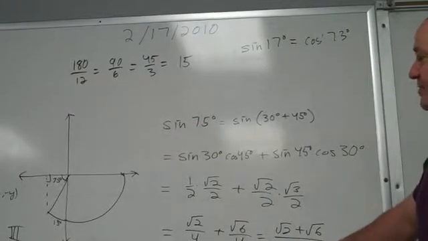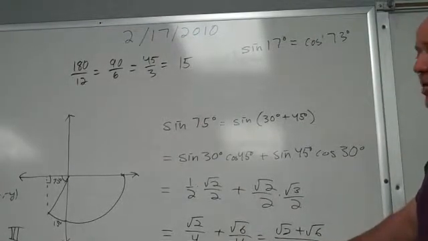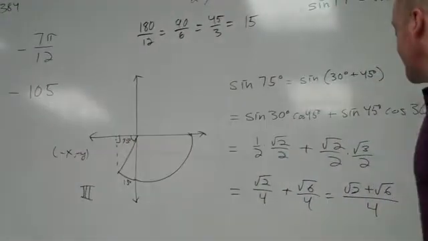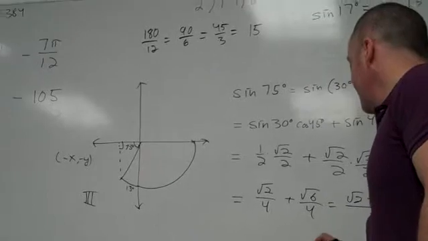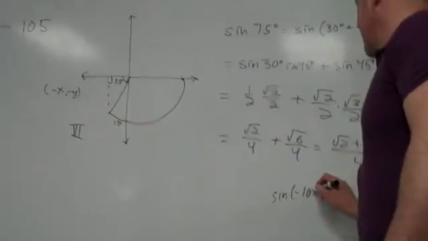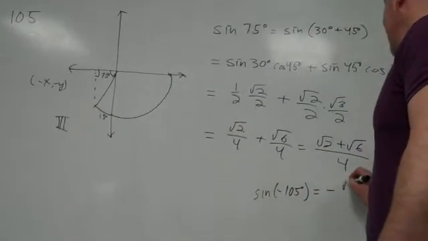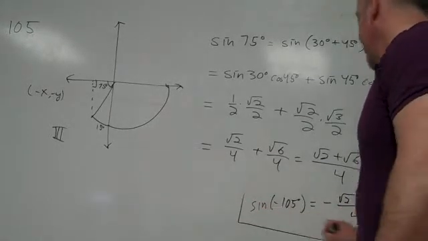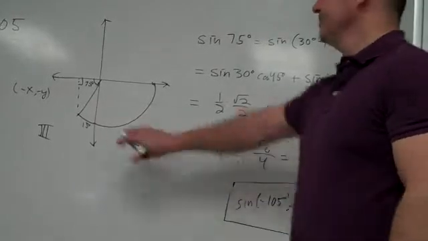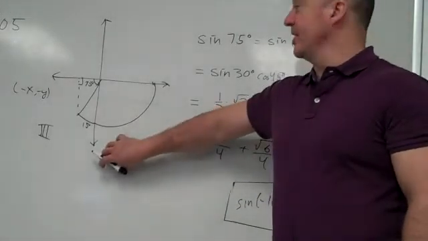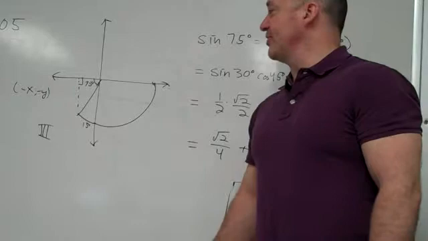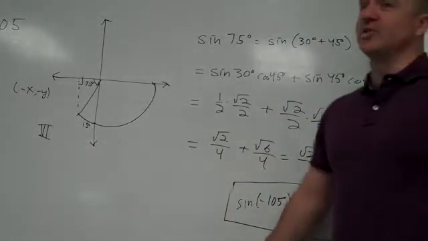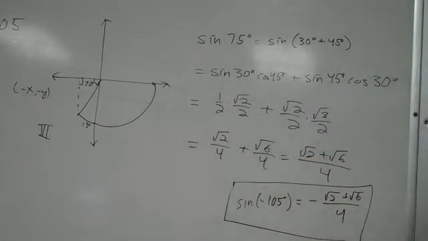But now, this is not my final answer here because we weren't asked to find the sine of 75. We're asked to find the sine of negative 105. So the sine of negative 105 degrees is equal to negative square root of 2 plus square root of 6 over 4, because we figured out that it's in quadrant 3, so the sine is negative. That's the sine. Now we have to do the same thing for cosine and tangent.